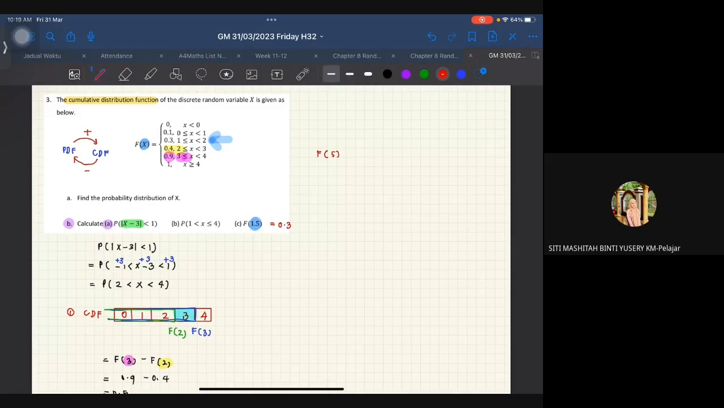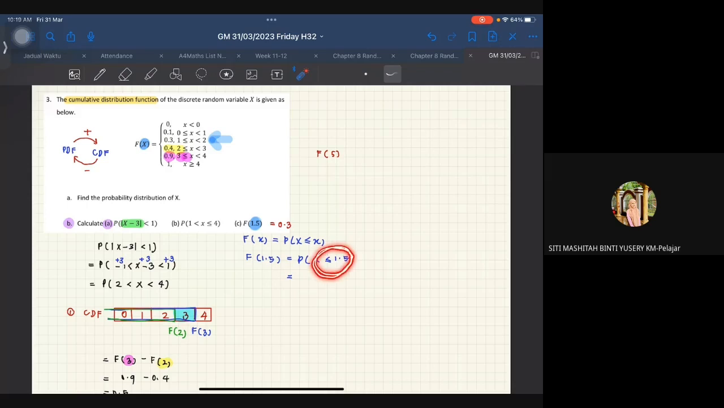So macam mana nak guna cara PDF? We know that kita dah belajar semalam, bila soalan bagi kita F besar, Fx macam ni, it is equal to probability of X less than or equal to X. Awak dah belajar dah benda ni semalam. So kita gantikan sahaja F 1.5 as the X, dan dia akan jadi probability of X is less than or equal to 1.5, like this.